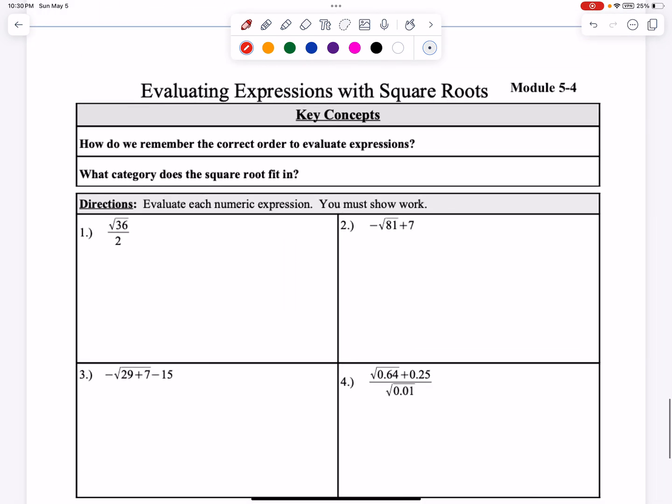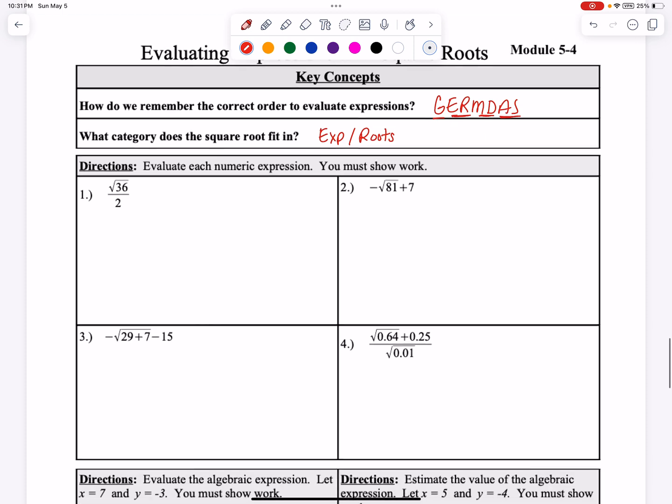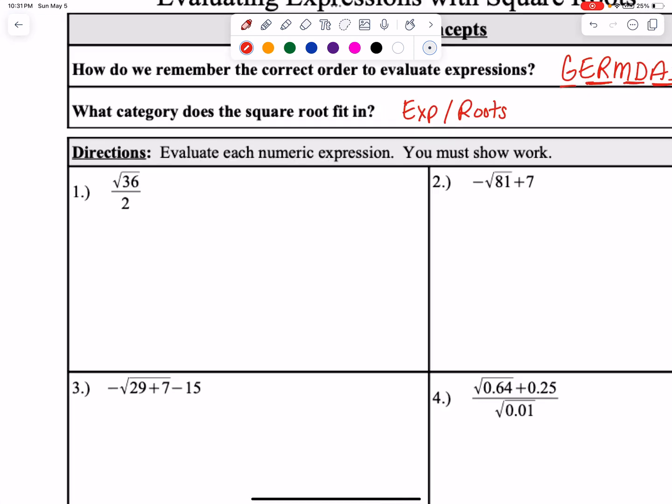Last lesson here, if this is the one you're working on now, Module 5-4, how to remember the correct order to evaluate expressions. Well, remember we use GERMDAS, okay? Grouping, exponents, roots, and that's sort of order of left to right, multiplication, division, addition, subtraction. Okay, because exponents and roots are really, you've learned the same thing, they're opposites. What category does the square root fit in? It's going to be in our exponents roots category. Okay, so let's go ahead and solve through these following those rules.